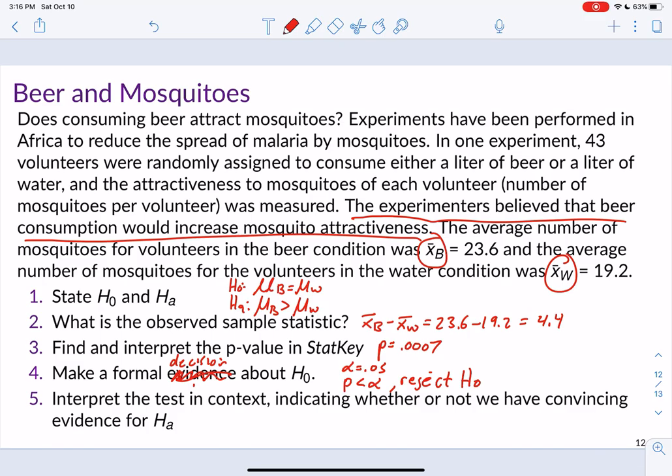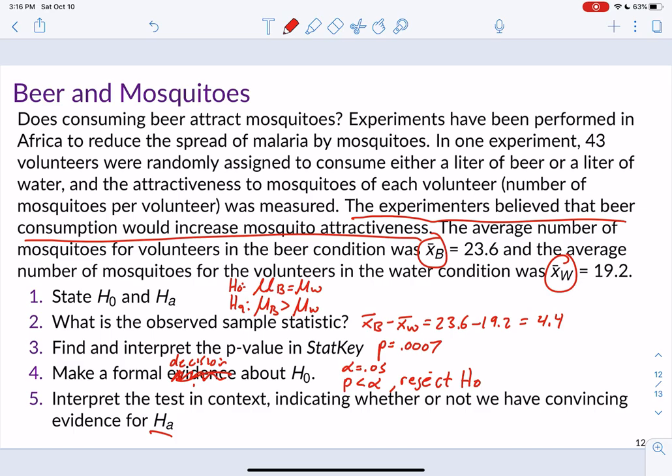And we're going to interpret the test in context, indicating whether or not we have convincing evidence for our alternative. Our alternative is that beer would increase mosquito attractiveness. Yes, because our p-value is extremely small, 0.0007, it means it's extraordinarily unlikely that we'd observe results this great given that the null hypothesis is true, which means it's really strong evidence in favor of the alternative, which states that beer consumption increases mosquito attractiveness.